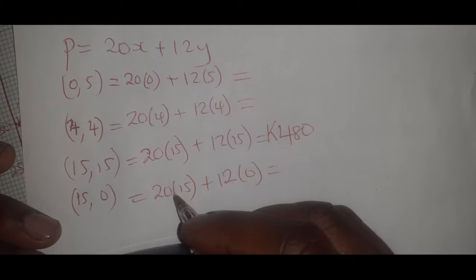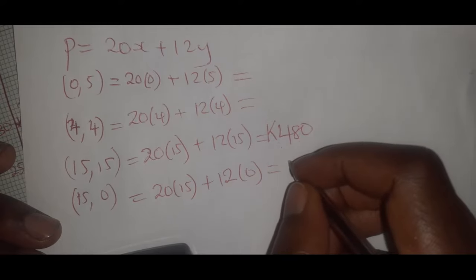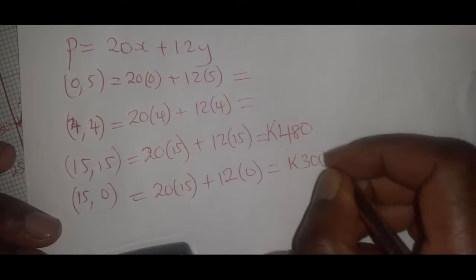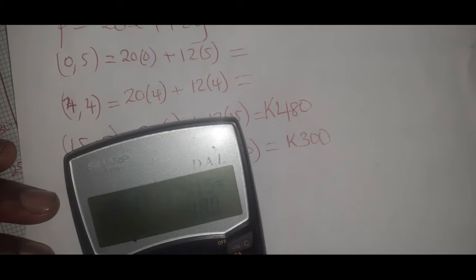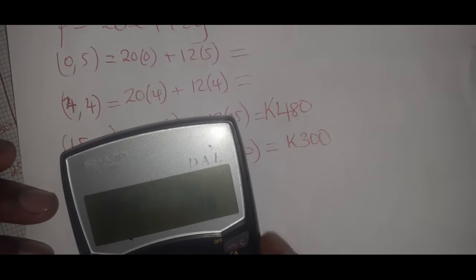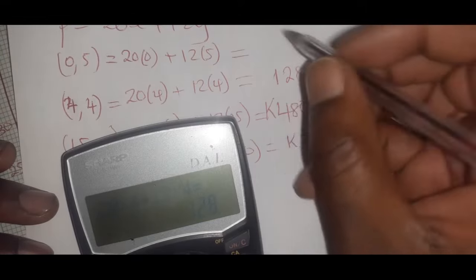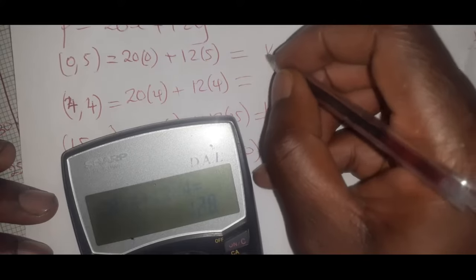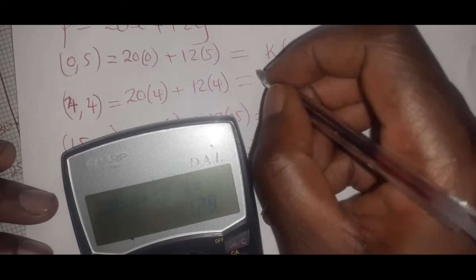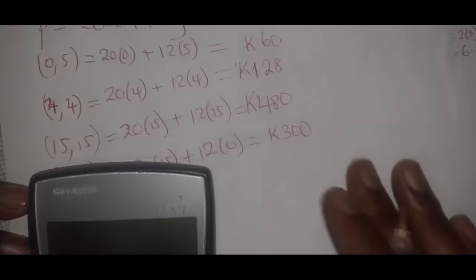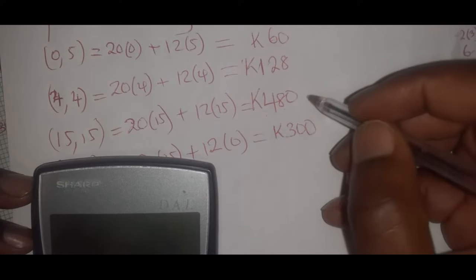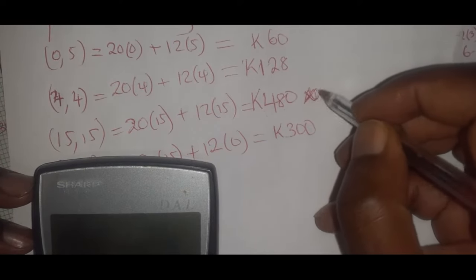Let's do it. So this is going to be 300 here, isn't it? This is going to be 300 kwacha. Then this other one, we've got 20 multiplied by 4 plus 12 multiplied by 4. This is giving us 128. Then this is going to give us what? 60. It's going to give us 60. Okay, so you see what I was talking about. You can confirm. So the highest amount is this one.